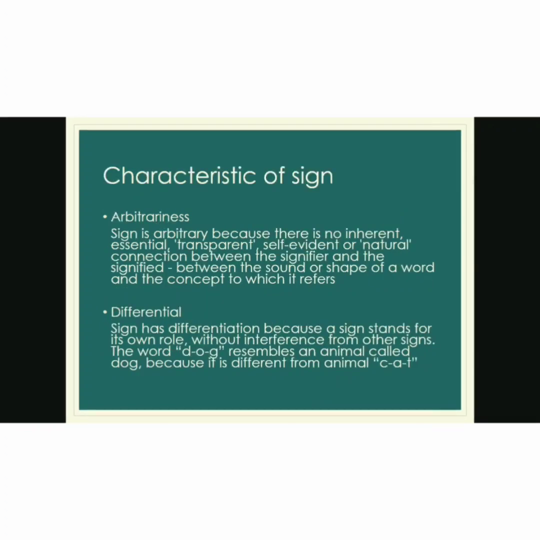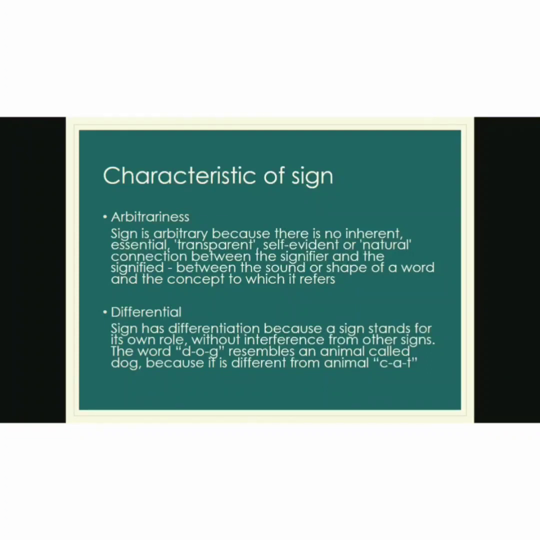Have you got it? Let's see the characteristics of signs. They have two parts. The first one is arbitrariness. A sign is arbitrary because there is no inherent, essential, transparent, self-evident, or natural connection between the signifier and the signified, between the sound or the shape of a word and the concept to which it refers.